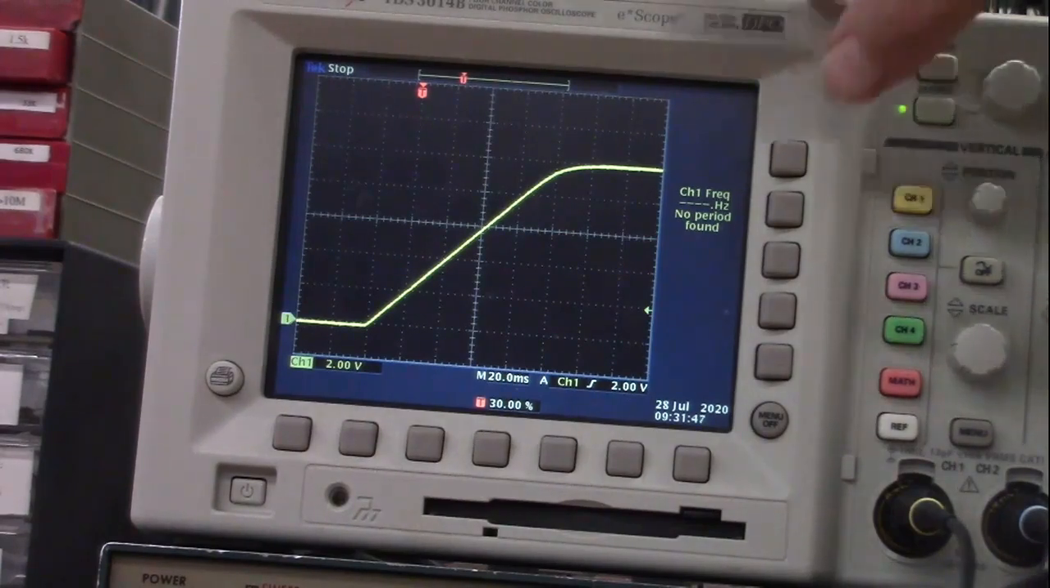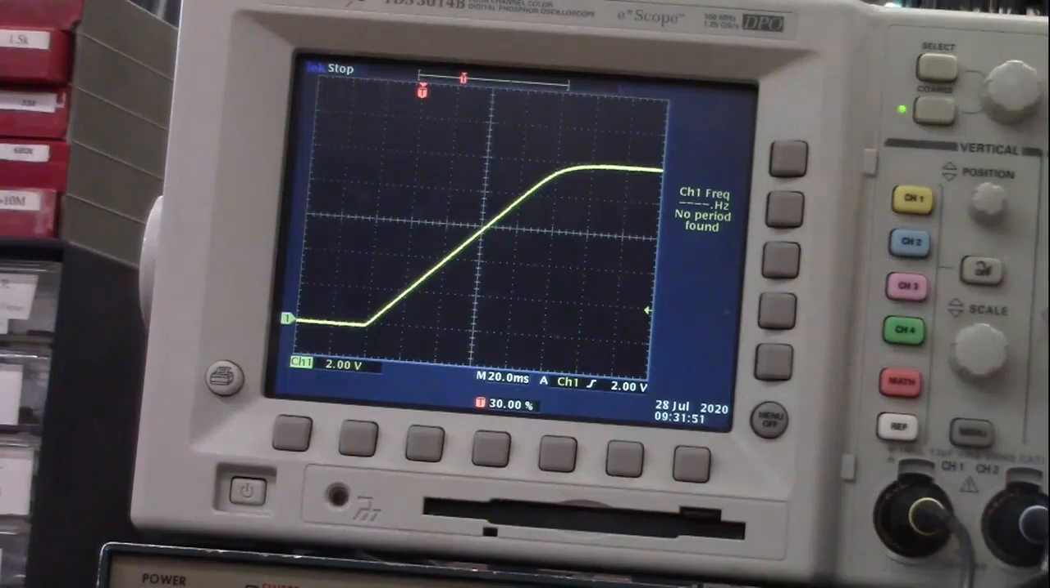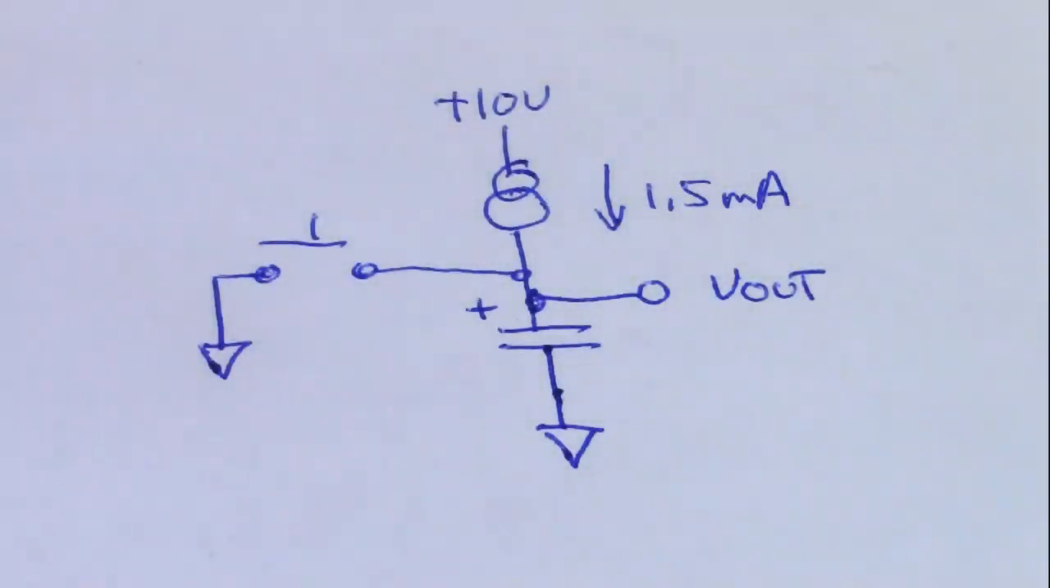No, our problem here is our current source requires a certain voltage to be across it. If we go back to our diagram, you'll notice that 10 volts goes between the current source and ground and the capacitor. So whatever voltage is across the capacitor is subtracted from 10 volts, and that's the voltage across the current source. Our current source, even though it pretends to be a perfect current source, is actually a real current source, and this particular current source needs a couple volts across it to work properly.